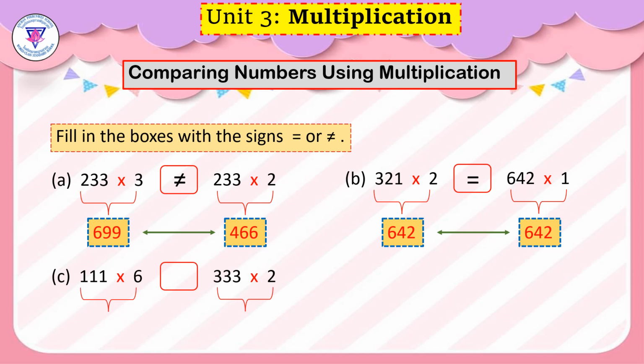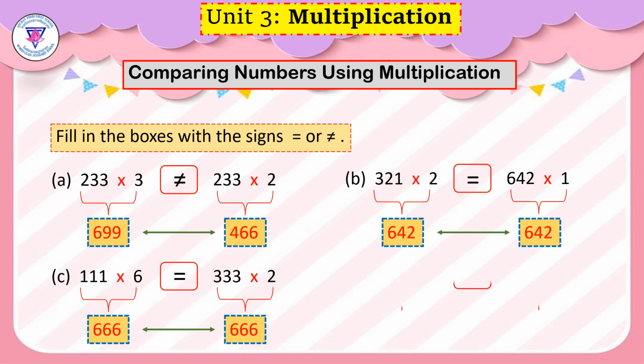Let's proceed to letter C. The first number is 101 multiplied by 6 and the second number is 333 multiplied by 2. So the answer on the first example is 666 and the second one is 666. So compare the answers. Are they equal or not? So the answer is equal because the numbers are the same.